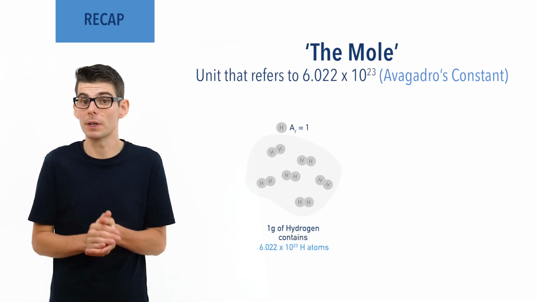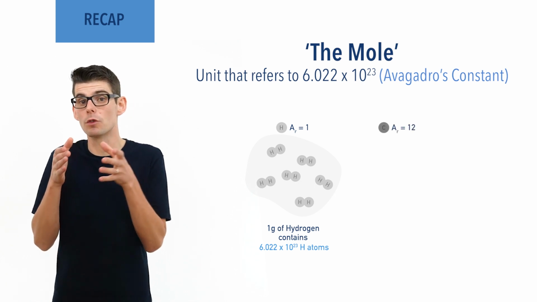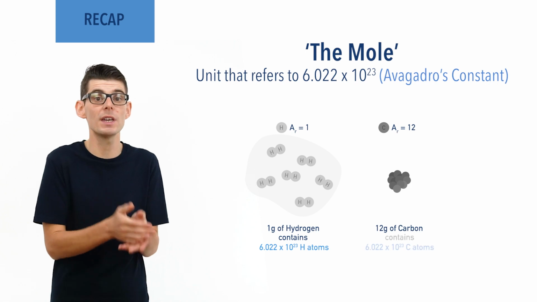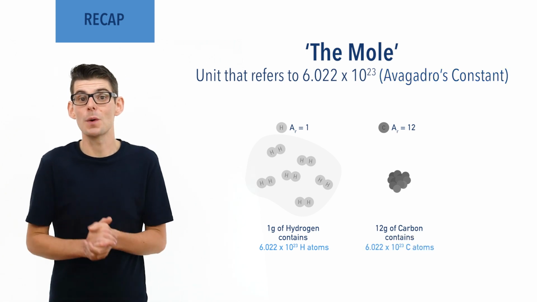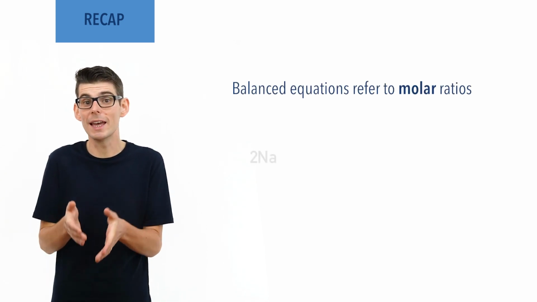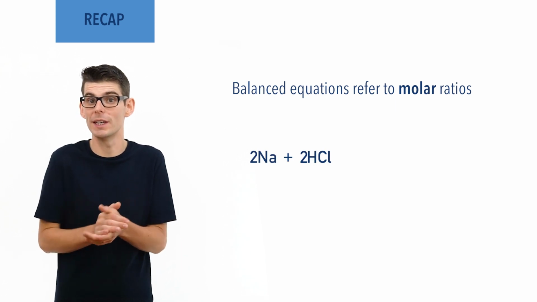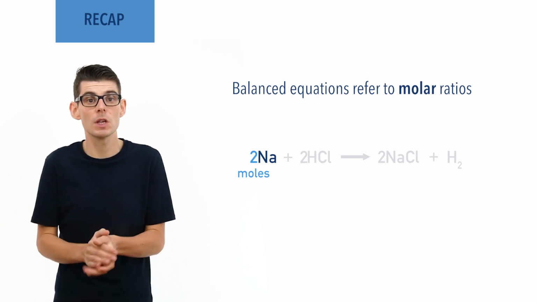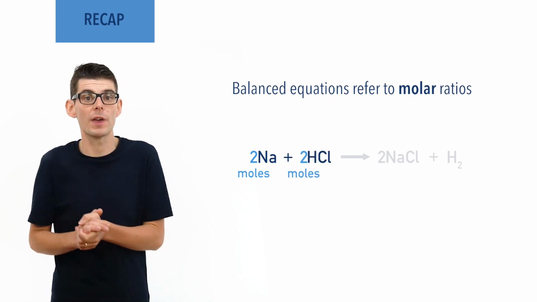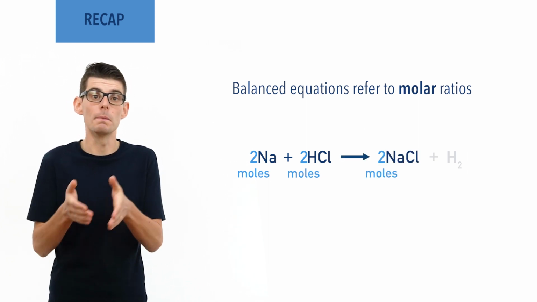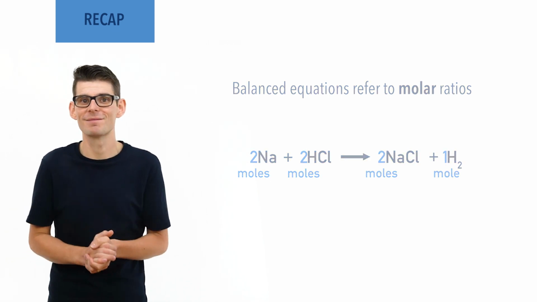Carbon has a relative atomic mass of 12, meaning in 12 grams worth of carbon there are 6.022 times 10 to the 23 carbon atoms. Balanced equations in chemistry are based on the molar ratios of reactants and products. For example, 2Na plus 2HCl to form 2NaCl plus H2 means 2 moles worth of sodium atoms reacts with 2 moles worth of HCl molecules to form 2 moles worth of NaCl and 1 mole worth of hydrogen gas.